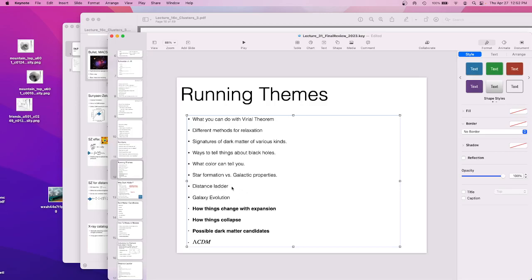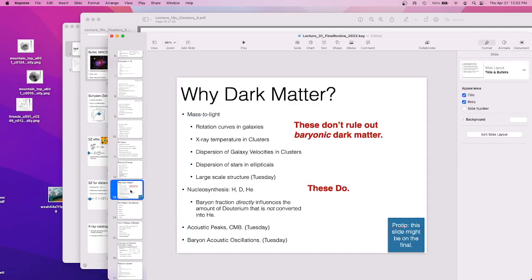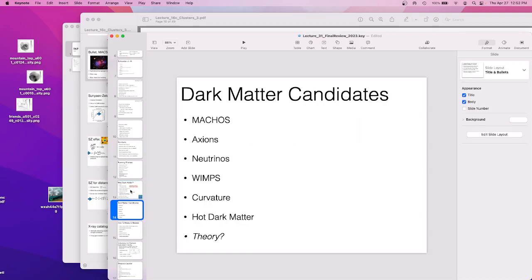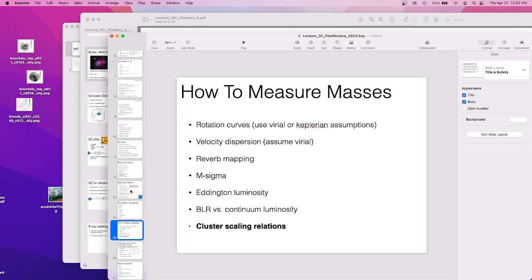We talked about the distance ladder. We talked about galaxy evolution, and how things change with the expansion. So density goes down like a cubed. Temperature goes down like a. Dark energy doesn't go down. We didn't do how things collapse. We'll learn about the possible dark matter candidates. This slide: why dark matter? What rules out various kinds of dark matter? And now I'm over time.